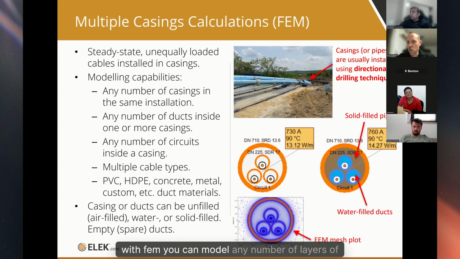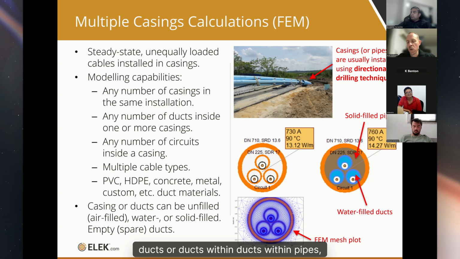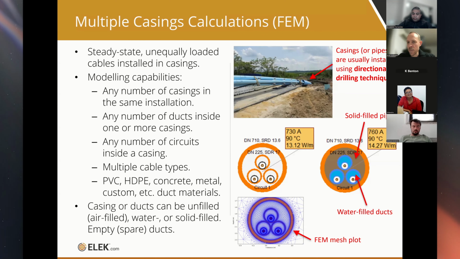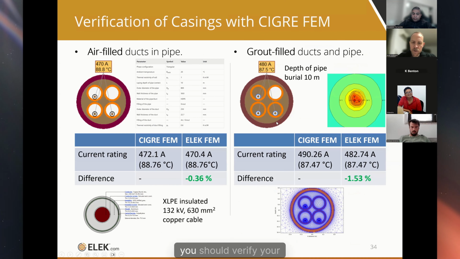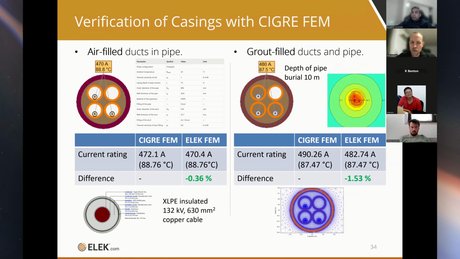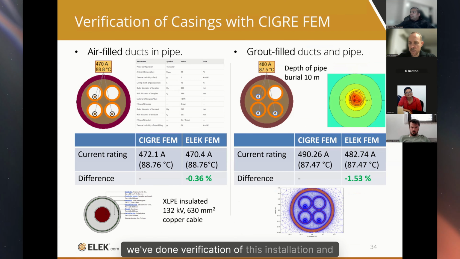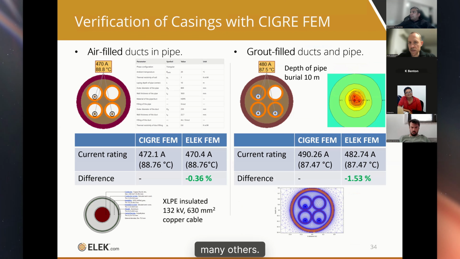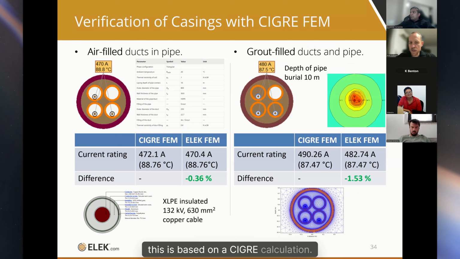With FEM, you can model any number of layers of ducts, so ducts within pipes, all sorts of combinations. It's really not limited with FEM as it is with IEC. You should verify your calculations. We've done verification of this installation and many others. This is based on a CIGRE, and we have good agreements with this.